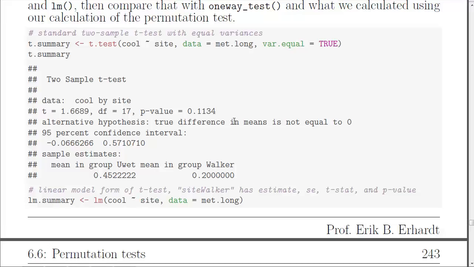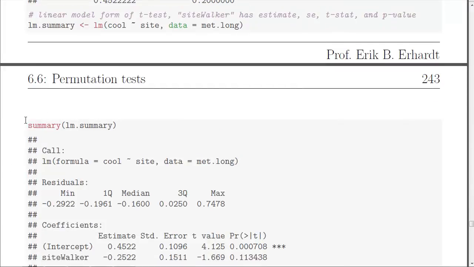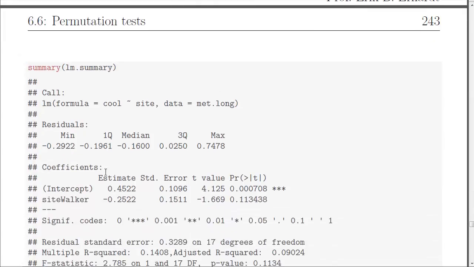Okay, and just to take a look at what the results were, the p-value for the t-test was 0.1134. So let's scroll down and take a look at the summary from the linear model, which I'm putting into lm.summary. So here we have two coefficients, and this is not going to be a comprehensive discussion of linear models. We're going to have an opportunity to do that in Chapter 8 and then a lot next semester. But we have an intercept, which is basically like the mean for the baseline group. In this case, that's the UWET mean. And then we have a site Walker estimate, which is the offset between the baseline group, the UWET, and the Walker. So the difference between these two groups is negative 0.25.